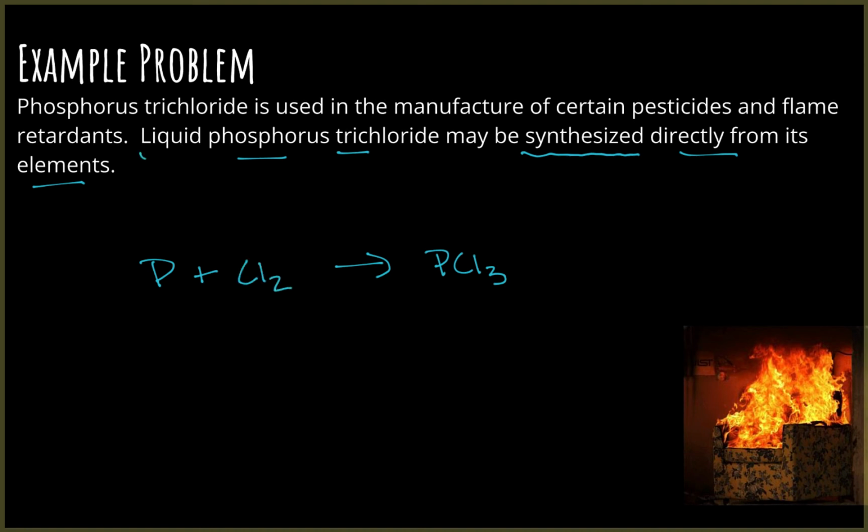Okay, so liquid phosphorus trichloride, so that becomes a liquid. Chlorine is a gas. If I check phosphorus on the periodic table, it tells me it's a solid. Again, you need to go back and balance this one, but that's example number 2.